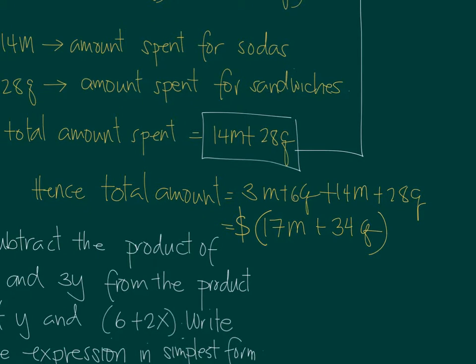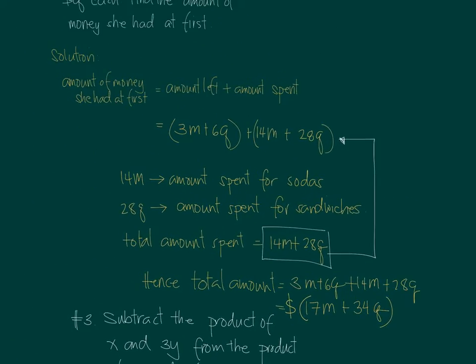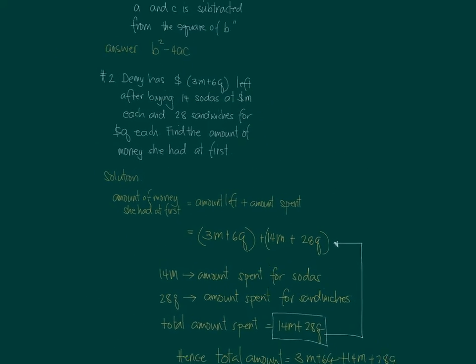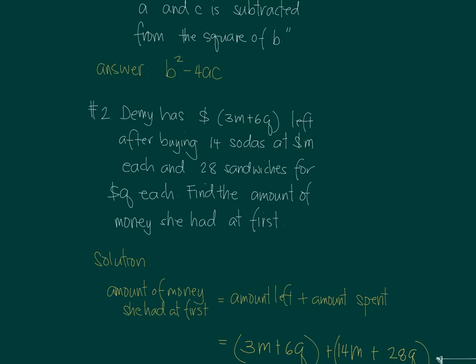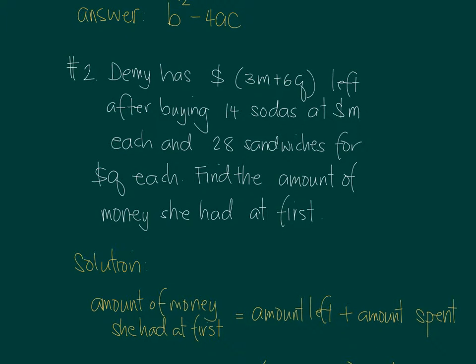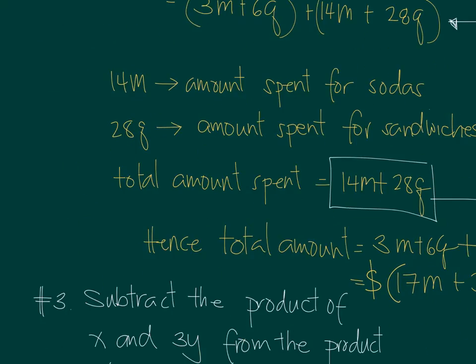Let's go over it again, just in case you weren't able to follow the step by step. She bought 14 sodas at M each and 28 sandwiches for Q each. We want to find the amount of money she had at first. That's basically the amount left, 3M plus 6Q, and the amount she spent for buying 14 sodas and 28 sandwiches. The amount she spent is 14M plus 28Q. Add that to 3M plus 6Q. That will give you the total amount of money she had at first. Okay, let's go to the next.